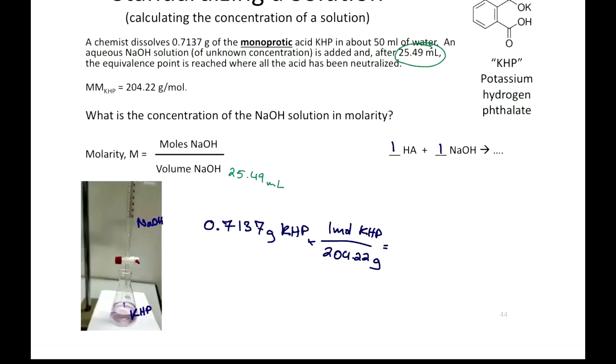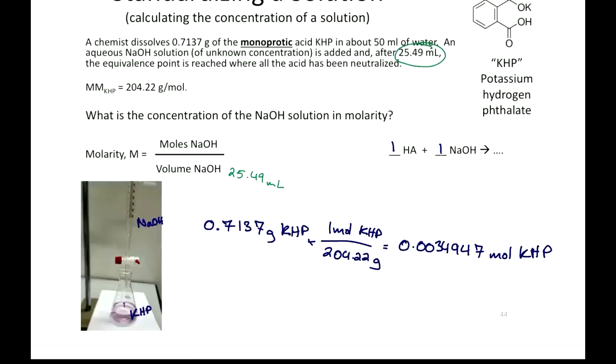0.0034947 moles of KHP. So that's how much acid you added to that solution. But the problem is that this is moles of KHP. I want moles of base. So how can I turn moles of KHP to moles of base? The chemical reaction, which we already sort of balanced here, is a 1-to-1 ratio. So if I know how many moles of acid I put in, I know how many moles of base I need to use to neutralize it.